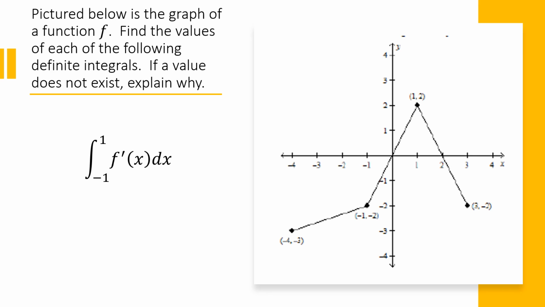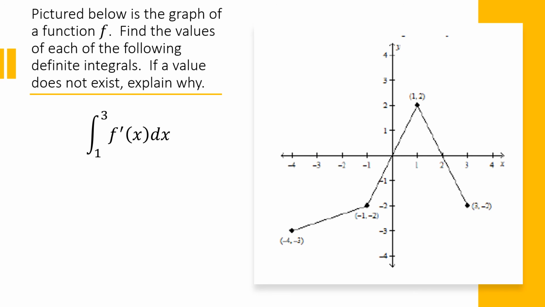Again, the same example, we have the integral from negative 1 to 1 of f prime, which again, the integral of the derivative is simply the function. And so we're going to have f of 1 minus f of negative 1. F of 1 is 2, and f of negative 1 is negative 2. So I have 2 minus negative 2, which is 4.